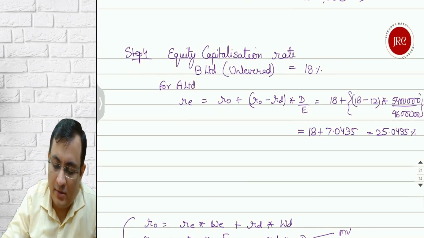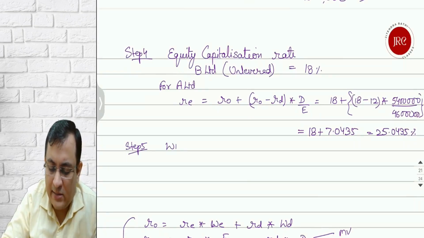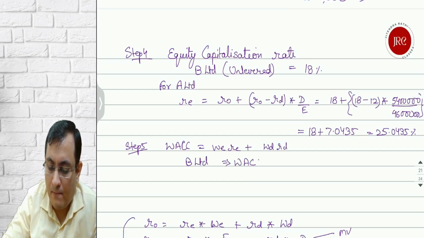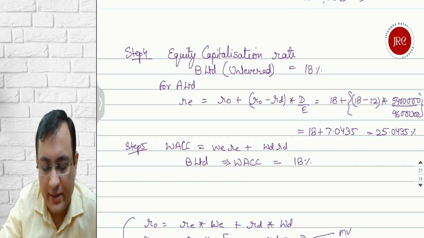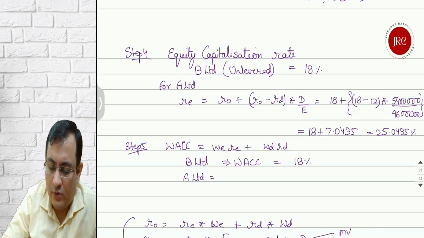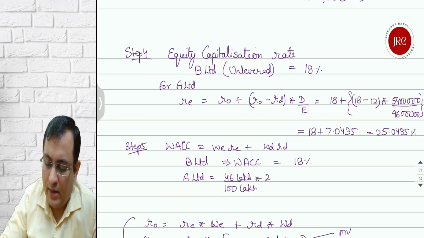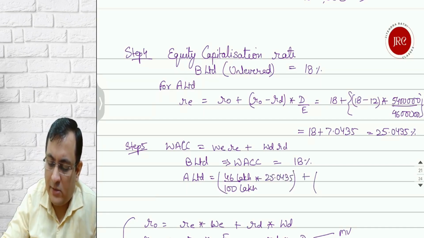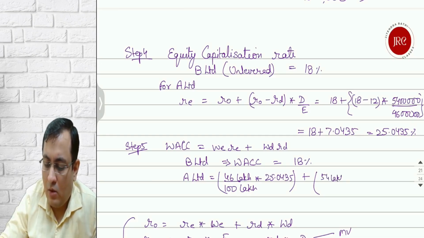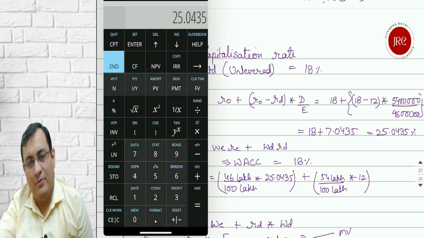So, WACC in case of step number 5, WACC is equal to weight of equity times cost of equity plus weight of debt times cost of debt. So, for B Limited, WACC is equal to your 18% because it's 100% equity. And for A Limited, if you put values, weight of equity is 46 lakhs over 100 lakhs multiplied by, what is the cost of equity? 25.0435 plus, what is the weight of debt? Debt is 54 lakhs over the value of 100 lakhs, the value of firm, debt plus equity, multiplied by your 12%.